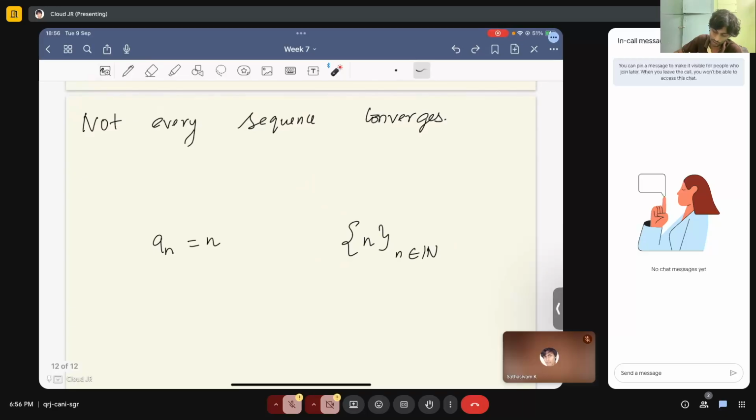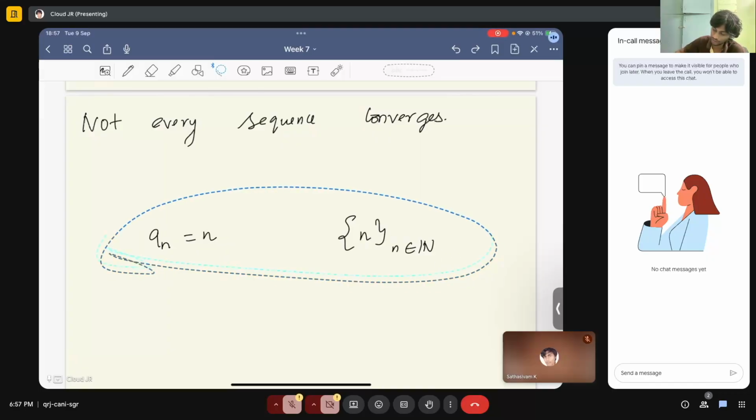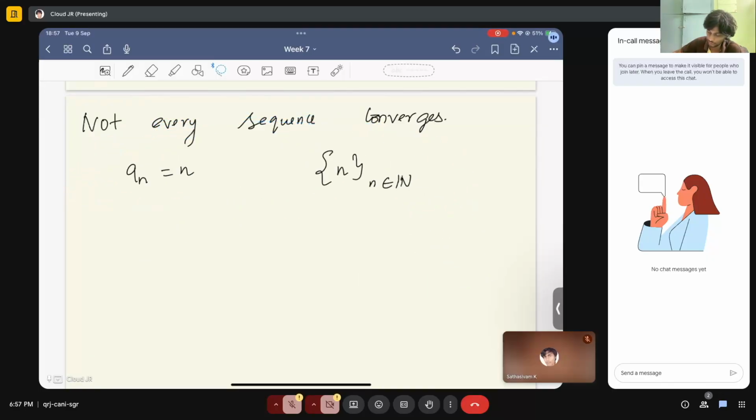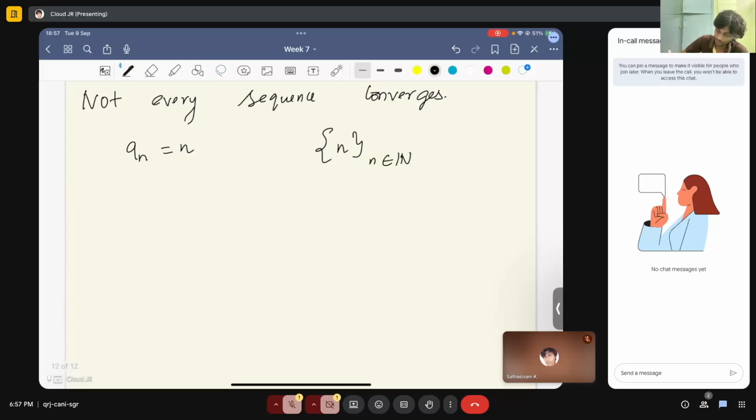If you look at this sequence, you can clearly see there is no a such that there is a capital N after which every a_n is near a, because that's not possible. Your n is unbounded. After some stage, n will be larger than a, and every term after that will be larger than a. So what you can at least see from this example is that if you have a convergent sequence, then it looks like it is bounded. What we can observe from here, let me write it as a theorem.